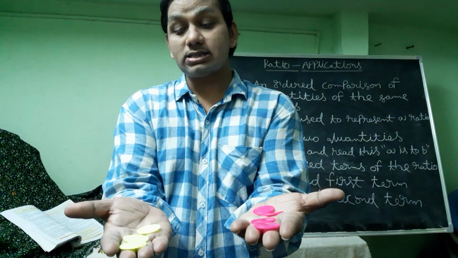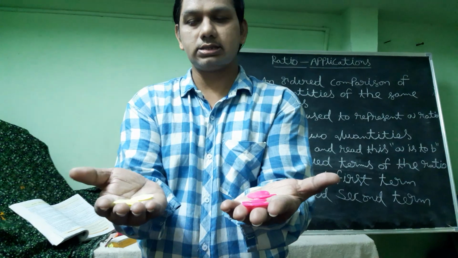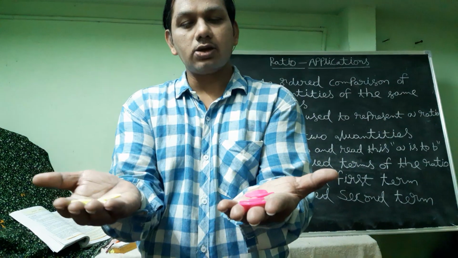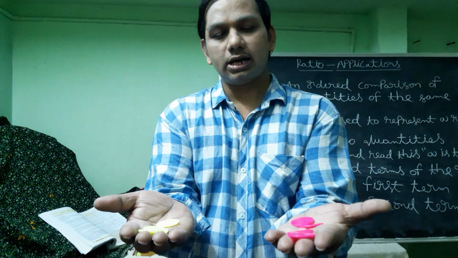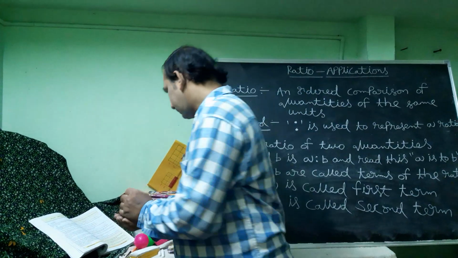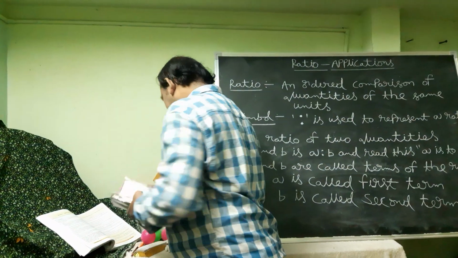Similarly, what is the ratio of green coins to pink coins? Green coins are 3. Here pink coins are 4. So the ratio is 3 is to 4. So generally we will say these examples. Next we will see another example.